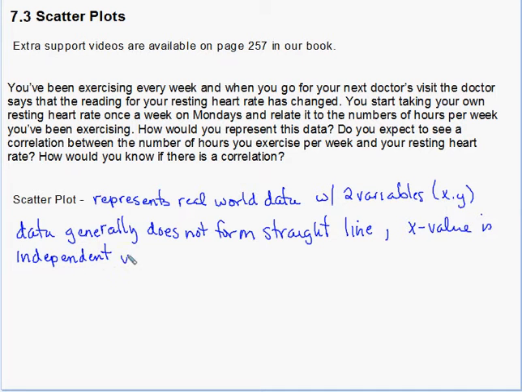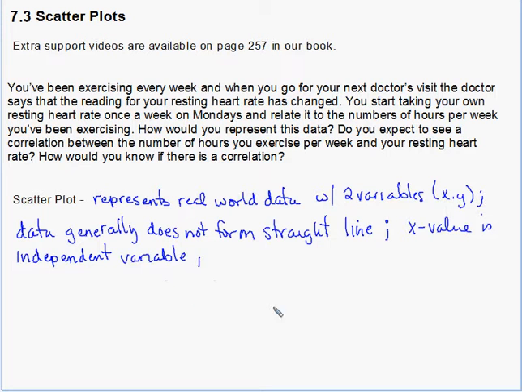Wait, so the first line and the second line, those don't go together? Huh? Represents real world data with two variables. Data generally does not form straight lines. Yeah, it's another thought. Mm-hmm. This is all part of what a scatter plot is.